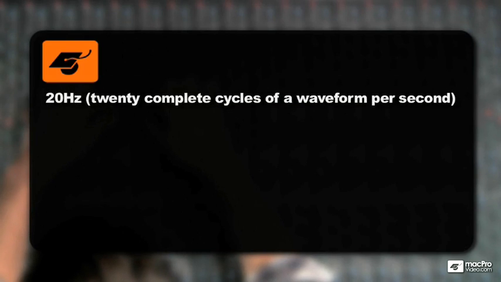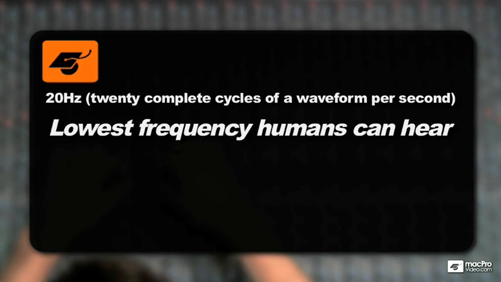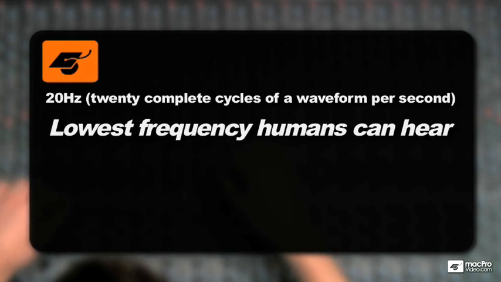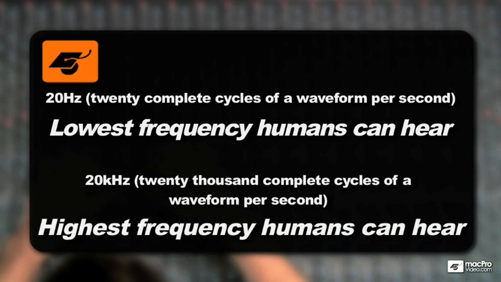So, 20 Hz, or 20 complete cycles of a whole waveform per second, is the lowest bass frequency we can hear. Then we go up into faster and faster cycles, with the pitch raising accordingly, until we reach 20 kHz, or 20,000 complete waveform cycles per second. And this is the highest pitch, or frequency, we can hear.